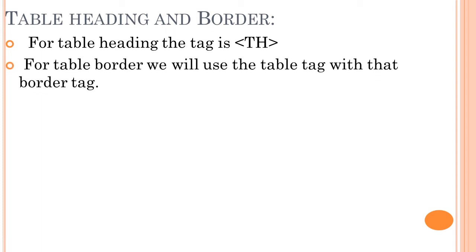For the border, in the table tag only we will write the word border, and we will write it with the number of pixels. Okay, thickness in pixels. Okay, I'll show with the example. See here, table, in the table tag only, before closing the table tag, we have to write border equals the number of pixels, means thickness of the border.